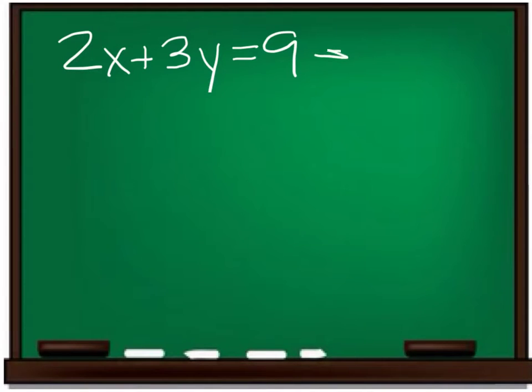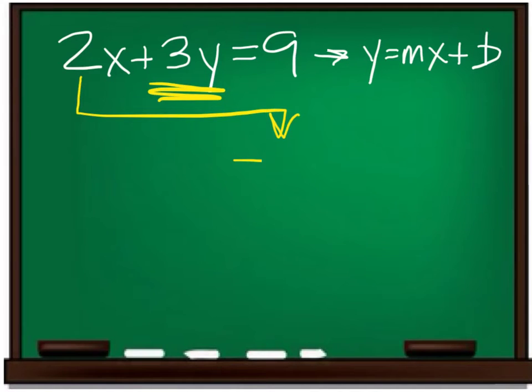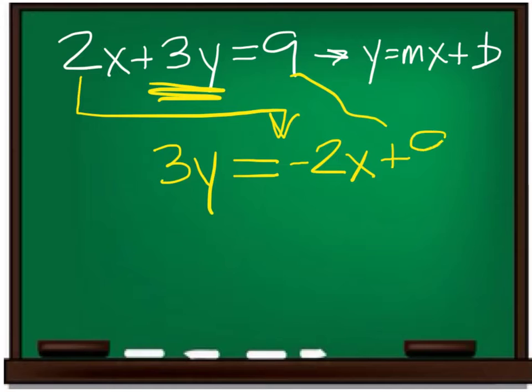Here's example 1. This one is 2x plus 3y equals 9. You have to change it to slope-intercept form, which is y equals mx plus b. To do that, you leave this where it's at and move this to the right side. Keep the 3y, move the 2x and change the sign, and keep the 9 on the right side. Once you do that, you go back through and divide everything by the number that is next to the y.